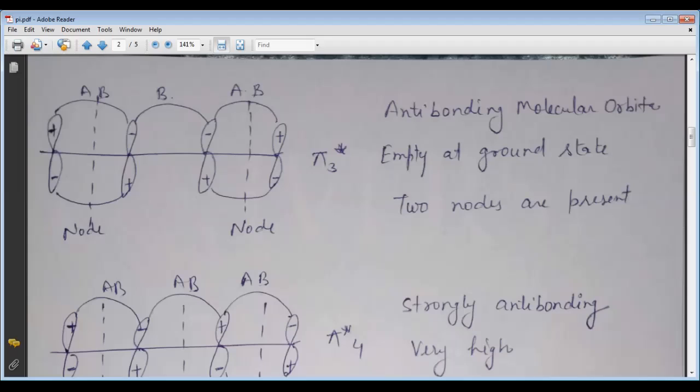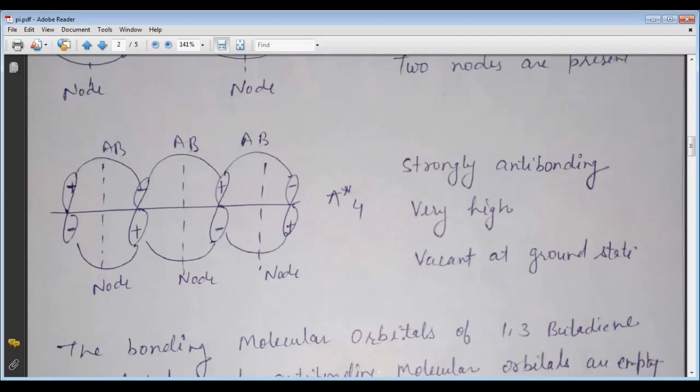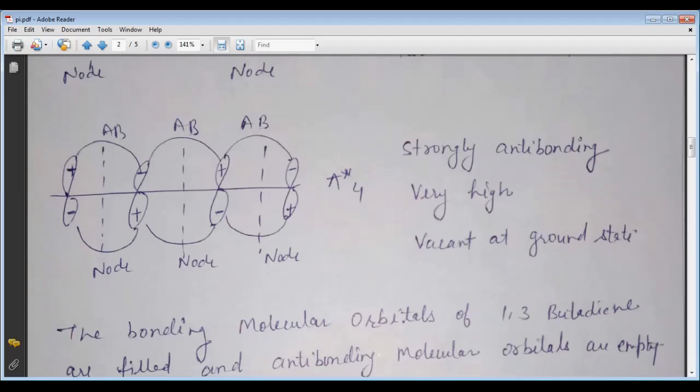Clear? So the antibonding molecular orbitals are empty at the ground state, है ना? And so there are two nodes present. And in the last, that is the pi 4 star. Here we can see that there are three nodes present. यहाँ पे कितनी है, तीन नोड प्रेजेंट है. तो इसका मतलब क्या है कि there are three antibonding interactions present, but there is no bonding interaction. Okay, so strongly antibonding, very high and vacant at the ground state.